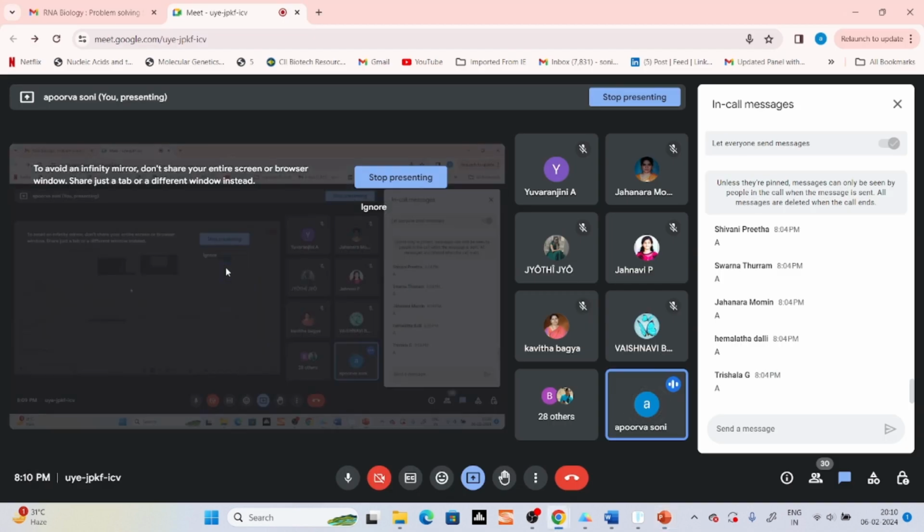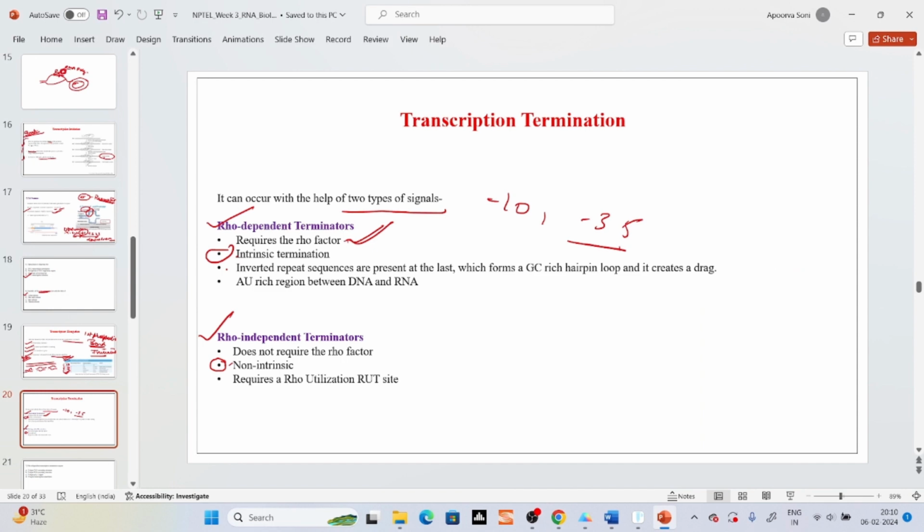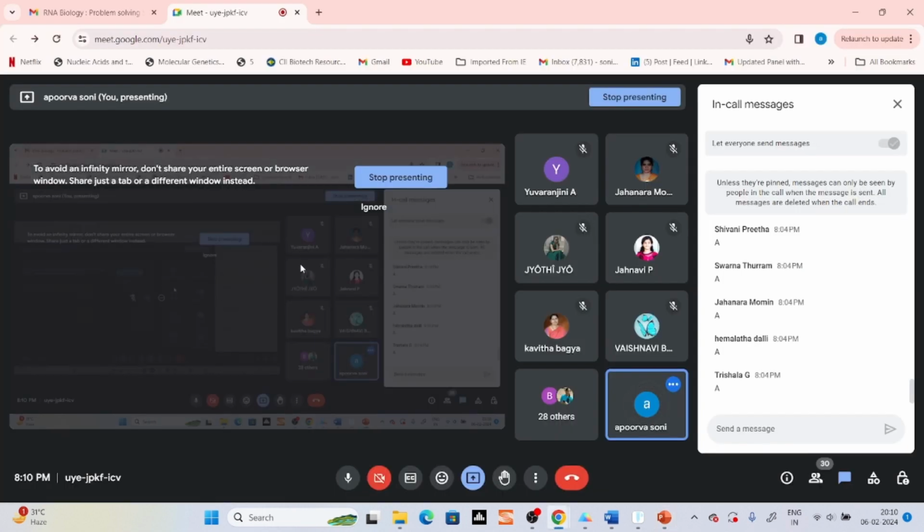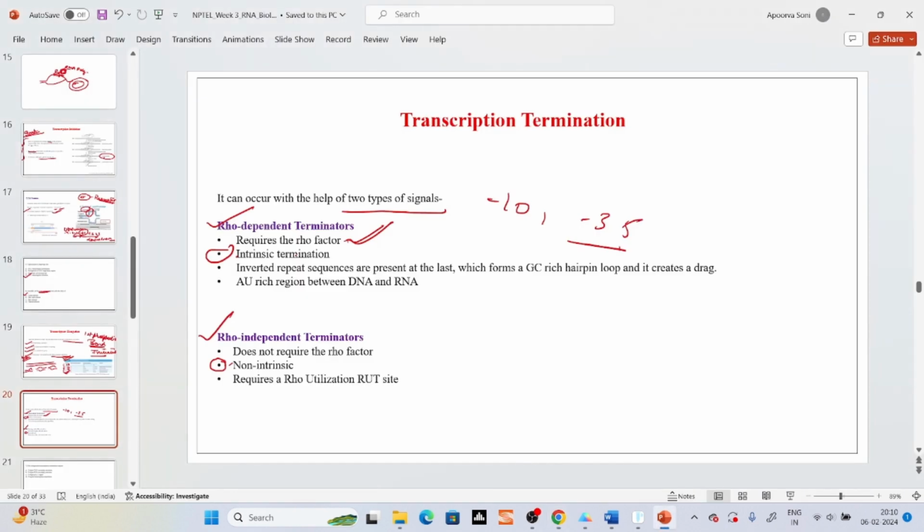Does anybody have an idea whether what is written is correct or not? If you have any idea, you can tell everybody, you can tell the class. Is rho dependent intrinsic or extrinsic? Any idea, anybody?